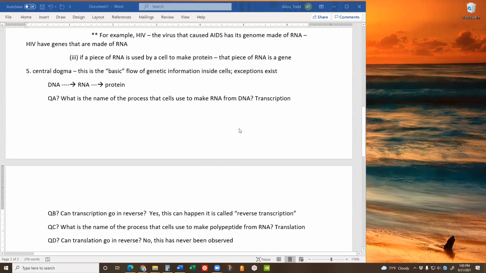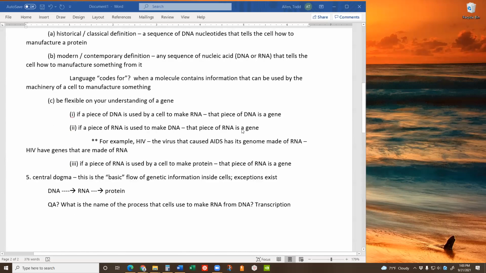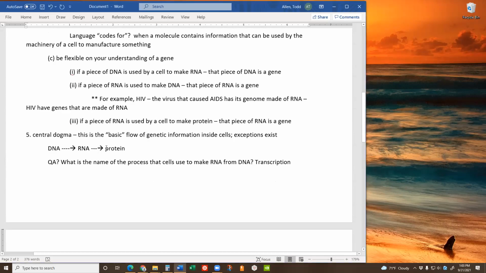Okay. So let me sneak in, sorry for giving you a little bit of whiplash there with the notes. Let me do this. Okay. DNA to RNA to polypeptide to protein. That's really a more complete, accurate definition of the flow of genetic information.